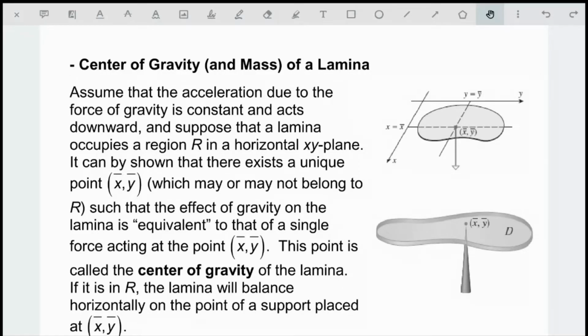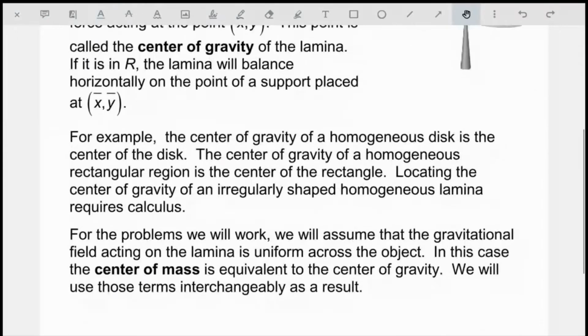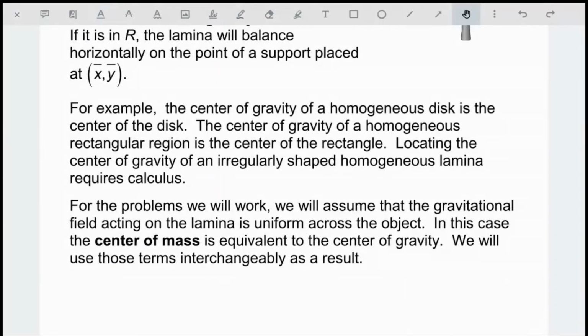So it would balance horizontally. So what we're looking for here then is this point from an x perspective and a y perspective, and you'll see this notation used. You can see the x with the bar over the top and the y with the bar over the top. That's indicating that we're looking at the center of mass. So to find this, we've got to take into account what's making this thing want to rotate or not want to rotate.